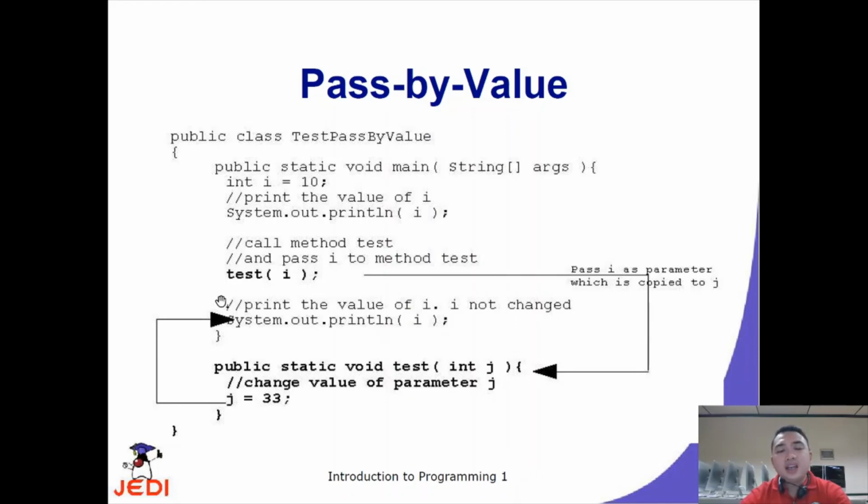So it will go back here, and then it will print the value of I. Since this is pass by value, it will not change the value of I. So when we System.out.println and display the value of I here, what will it print? It will print the value of 10. Okay?